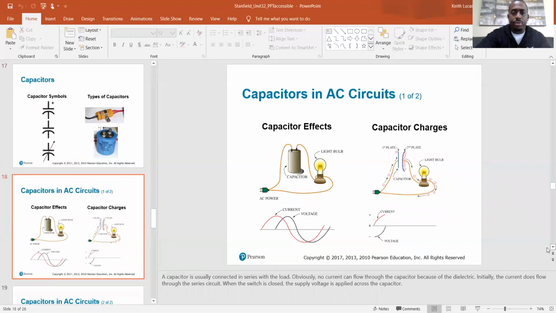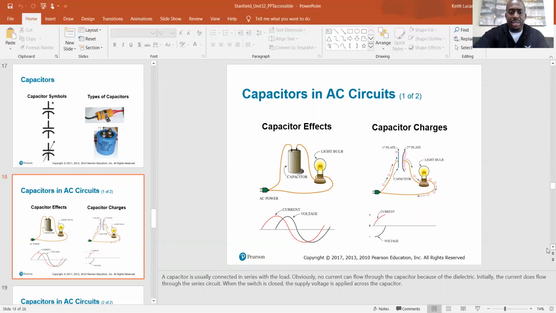Moving on. Capacitors and AC circuits. A capacitor is usually connected in series with the load. Obviously, no current can flow through the capacitor because of the dielectric, which is like an insulator.